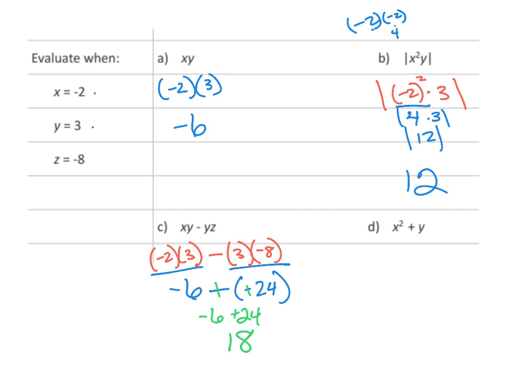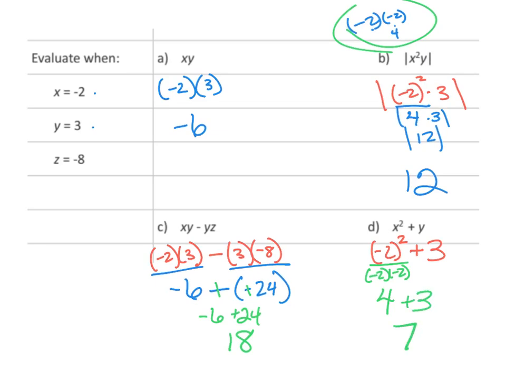Let's do the letter D, x squared. So negative 2, and I'm going to put it in parentheses, squared, plus y, which is 3. So let's start with negative 2 squared. Negative 2 times negative 2. We did that up here, so we know we have 4 plus 3 is 7. I would show your work and show all the steps.